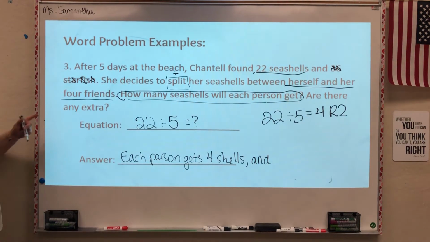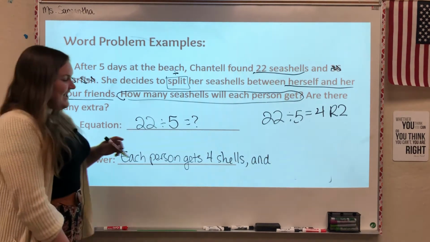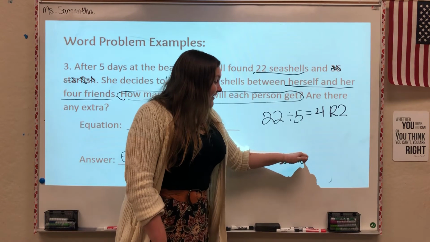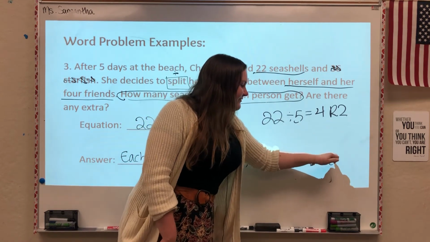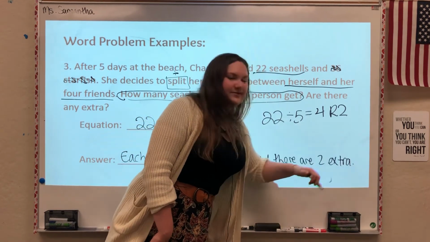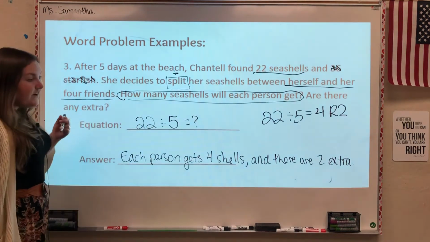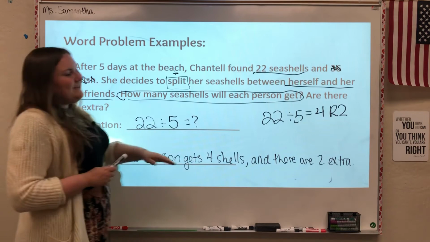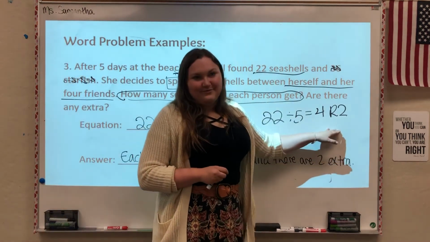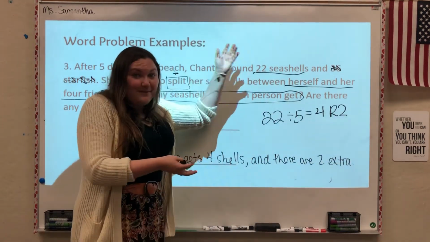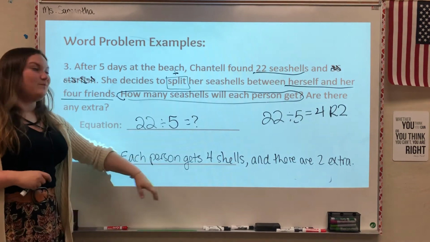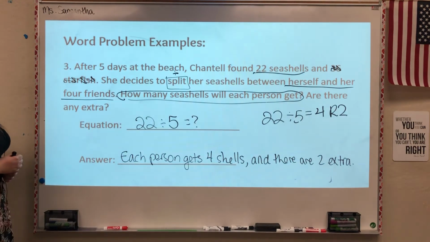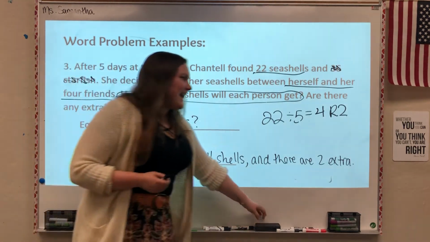Our second part says, are there any extra? I could say, and yes, there are 2 extra. You could say there are 2 extra, there are 2 shells left over, however you want to say it, but something like that. Do not just stop at that 4 remainder 2. It's a story problem, it's a word problem. You got to put it back into words. What does 4 remainder 2 mean? Well, it means this. So these are the 3 examples I had.